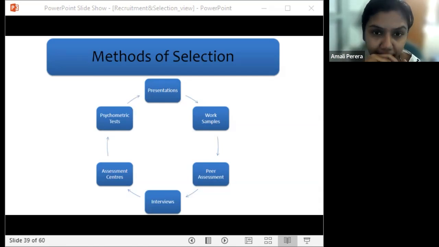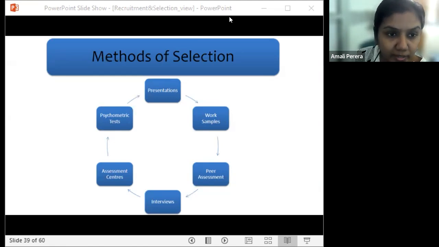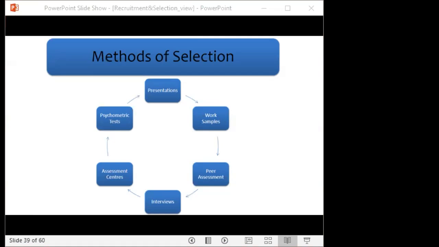Okay, right. So please note down the methods of selection. I'm not going to give you a separate note on this topic, but you can write down the methods of selection. Please copy the slide, the six points.